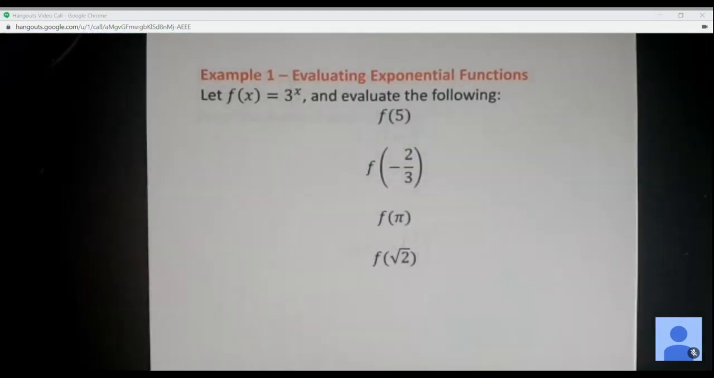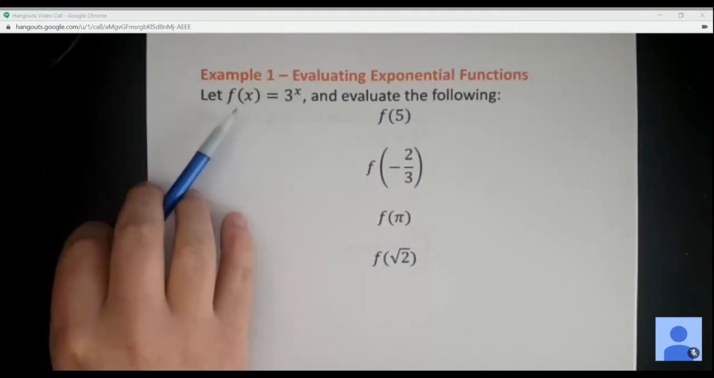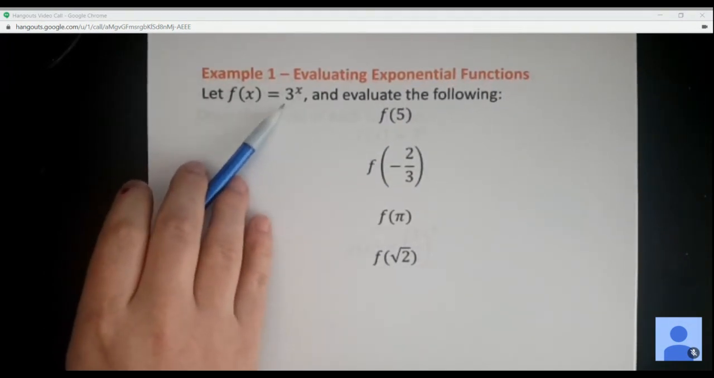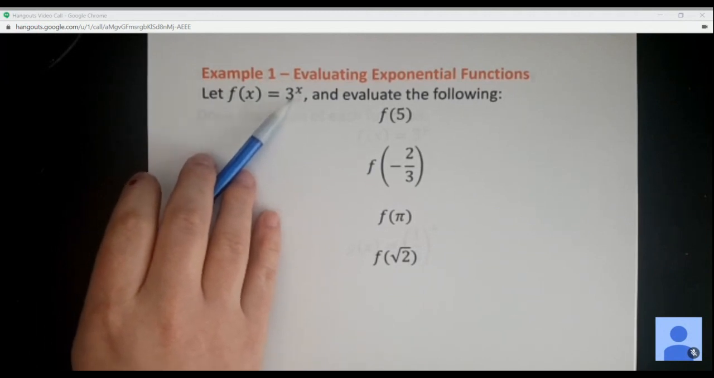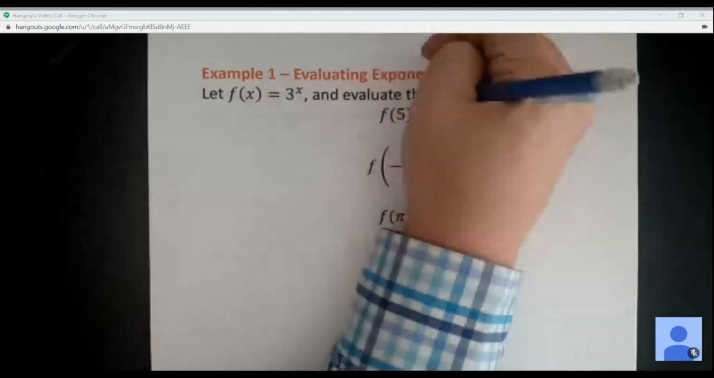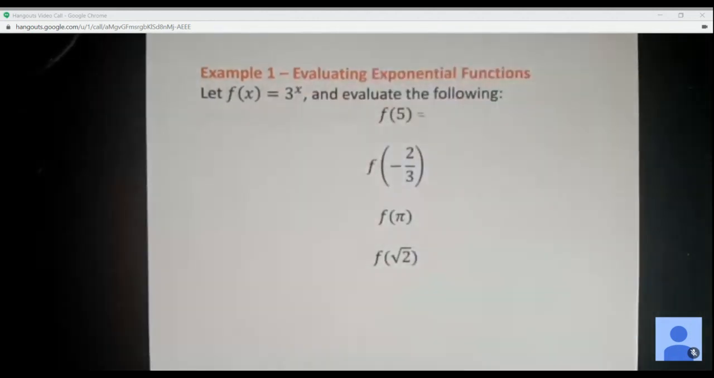All right, so this function here, f of x equals 3 to the x, is an example of an exponential function because we have the base as a number and we have x in our exponent. So now we want to actually calculate each of these values right here. Give you a chance to write that down.